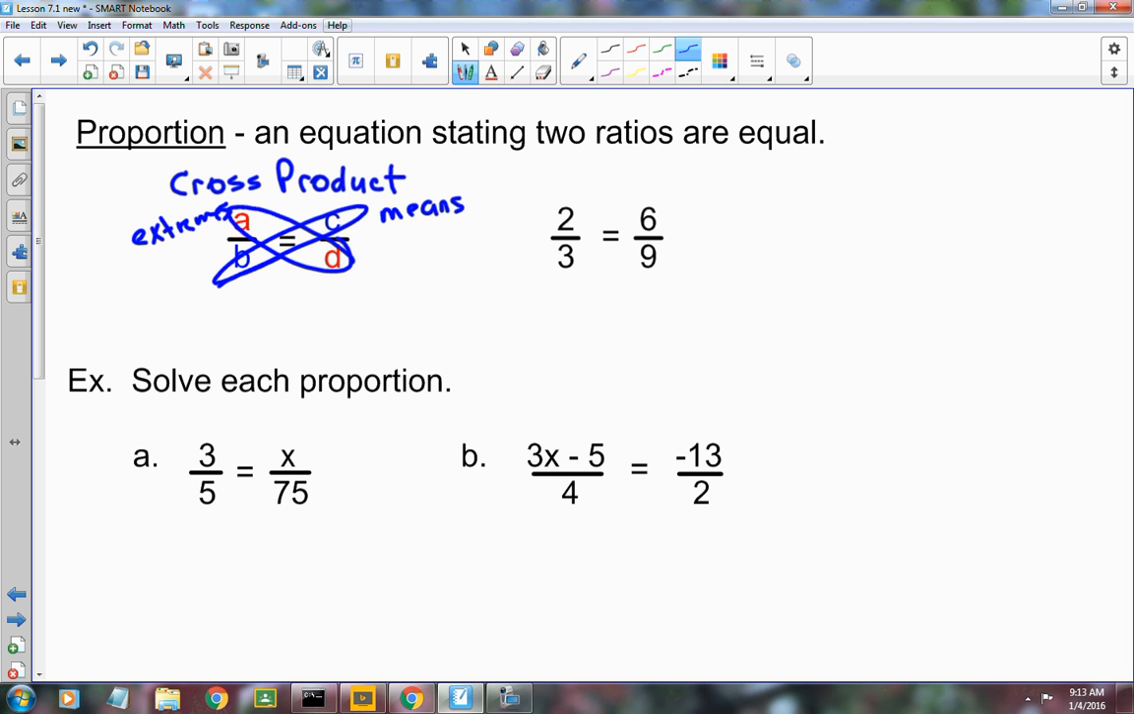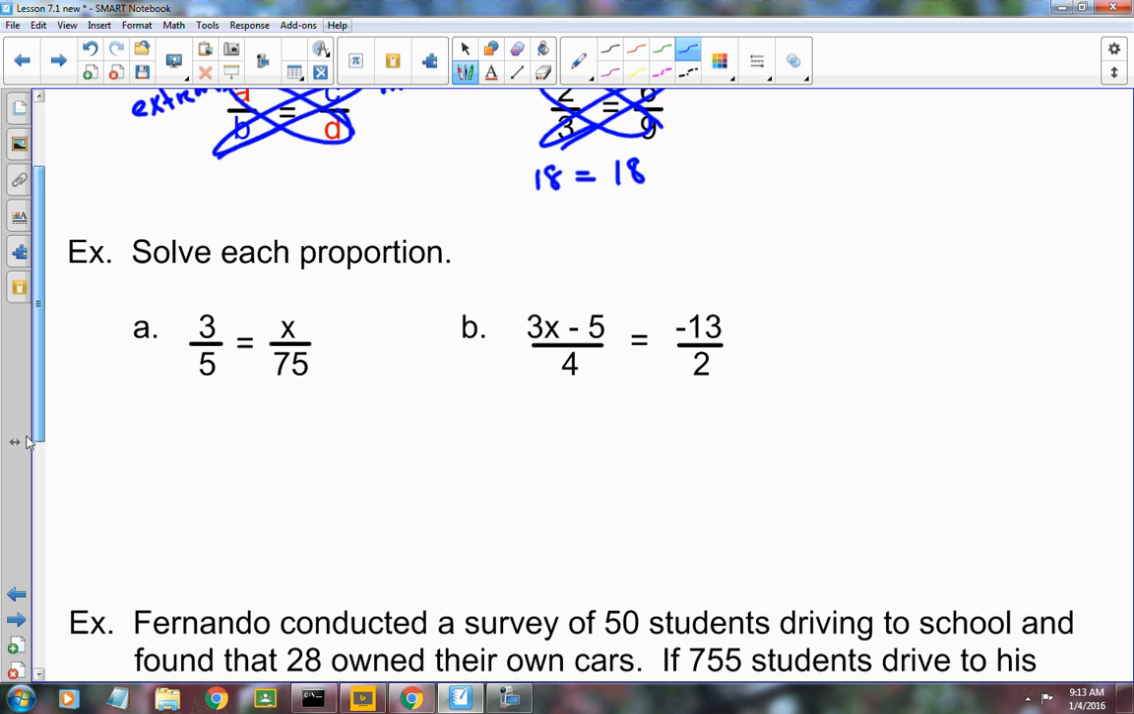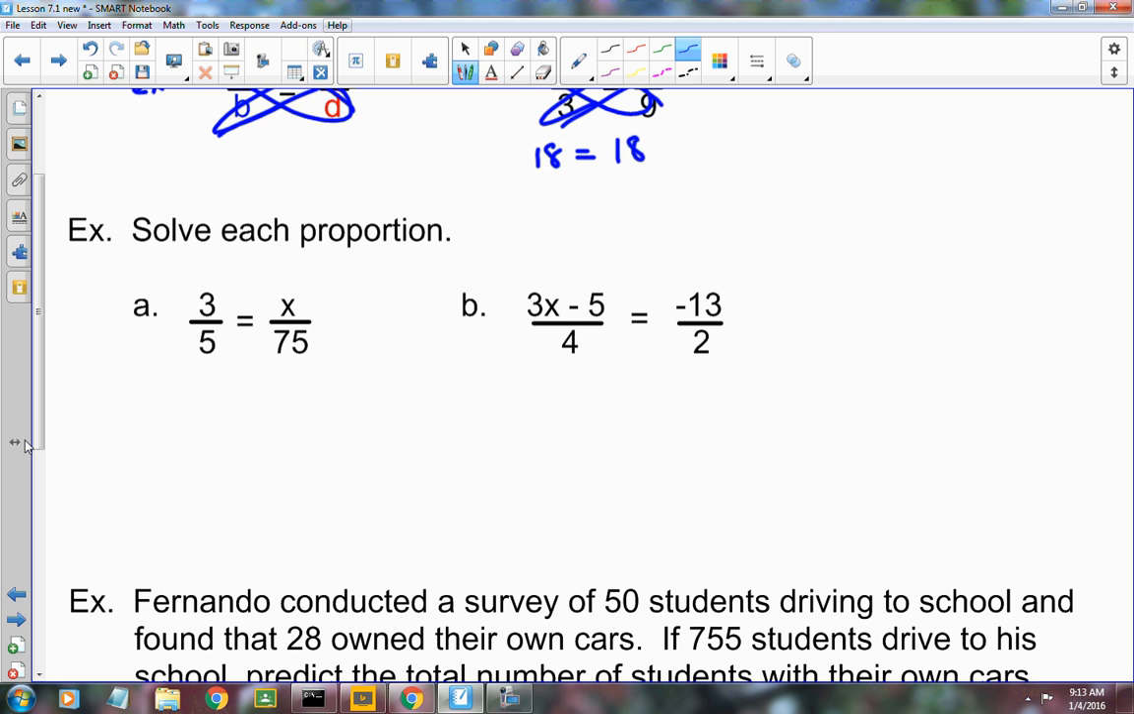So if I came over here, I could determine if this was a true proportion. If I did 2 times 9, that's 18, and 6 times 3 is 18. 18 is equal to 18. That's a true proportion. I can also use the cross product to solve a proportion, okay? And so I would multiply my extremes, 3 times 75, and that's going to be equal to 5 times x. 3 times 75 is 225. And then to solve it, if I divide both sides by 5, I get x equals 45.